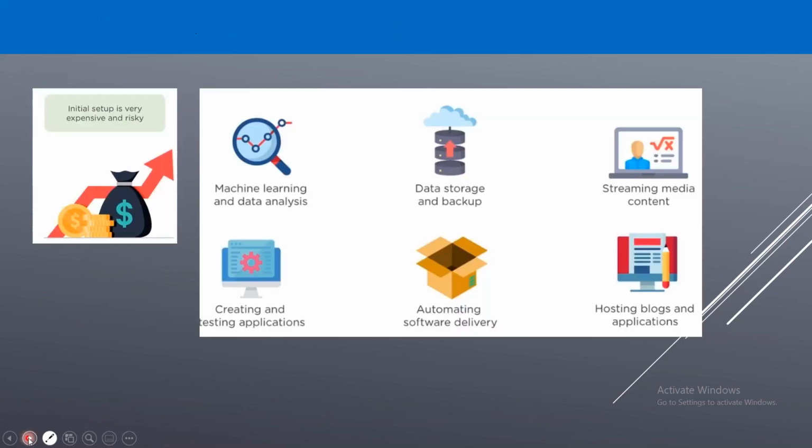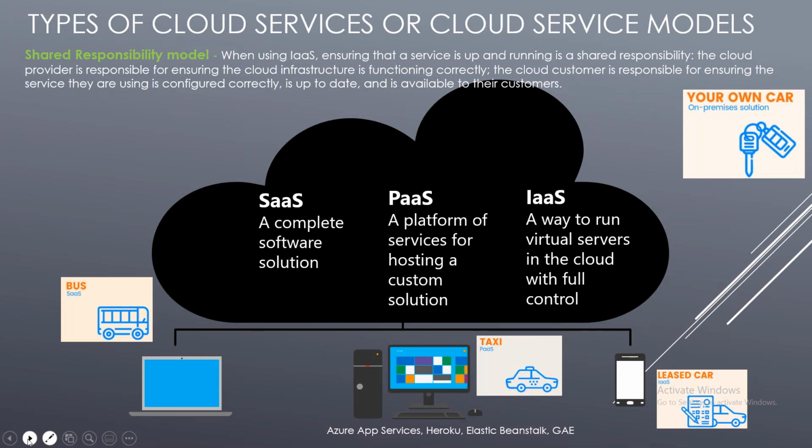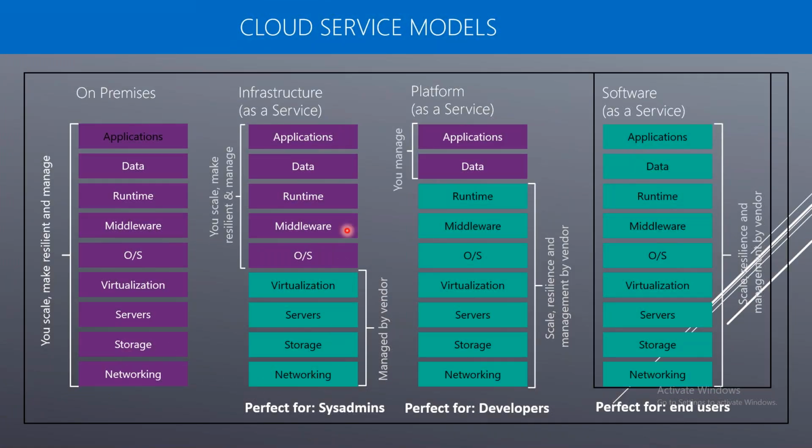So here, when it comes to the cloud service model, there are three different models: infrastructure as a service, platform as a service, software as a service. Infrastructure as a service means the underlying physical infrastructure, the networking, storage, the server, the virtualization component, all these are managed by the provider.